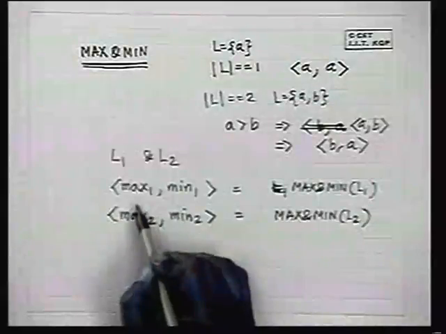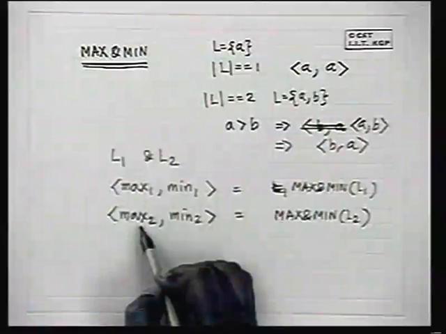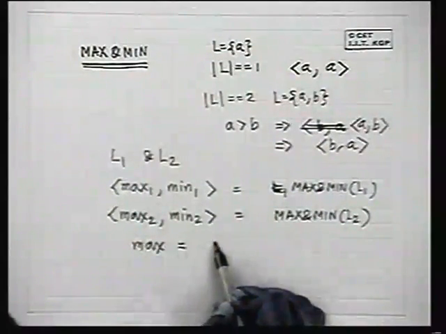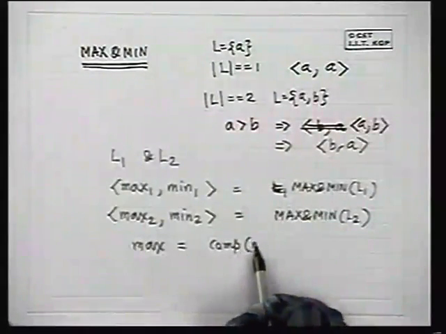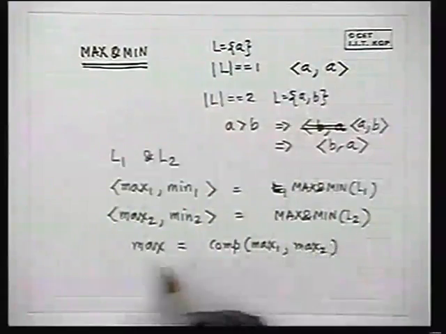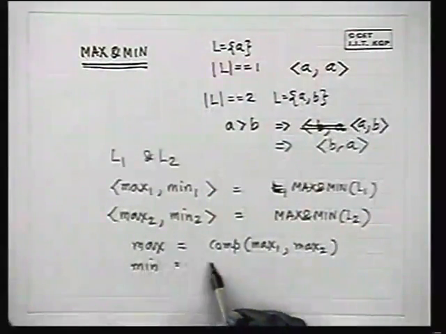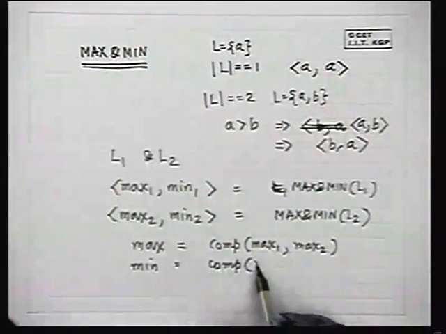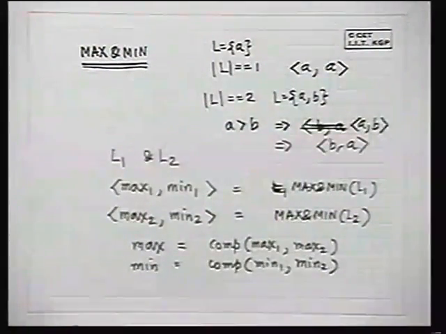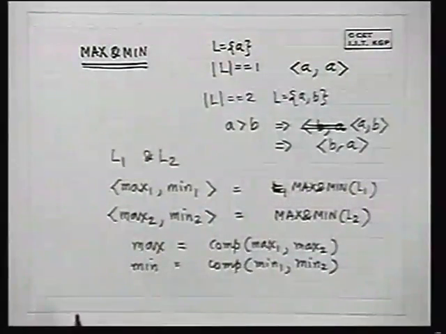Now you compare max 1 and max 2 to get max. Max is equal to compare max 1 and max 2, and min is equal to compare min 1 and min 2, isn't it?